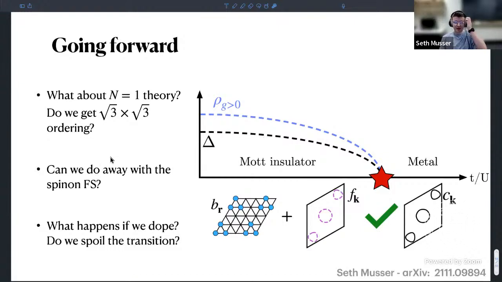And Debanjan has a great paper with Lujan at 1/2 that can do that. So perhaps extending that. And then finally, what happens if we dope? So just add slightly away from 1/6 electron filling. Do we spoil this transition?